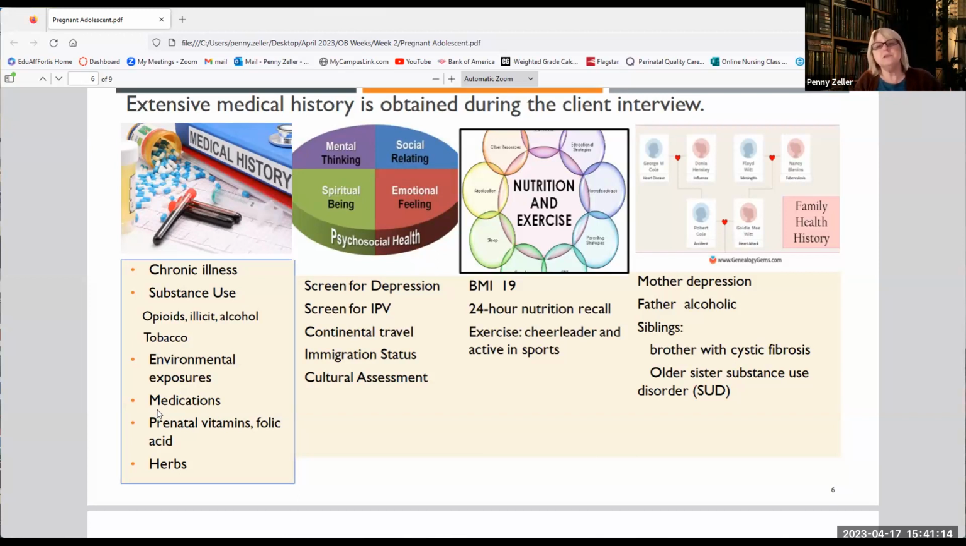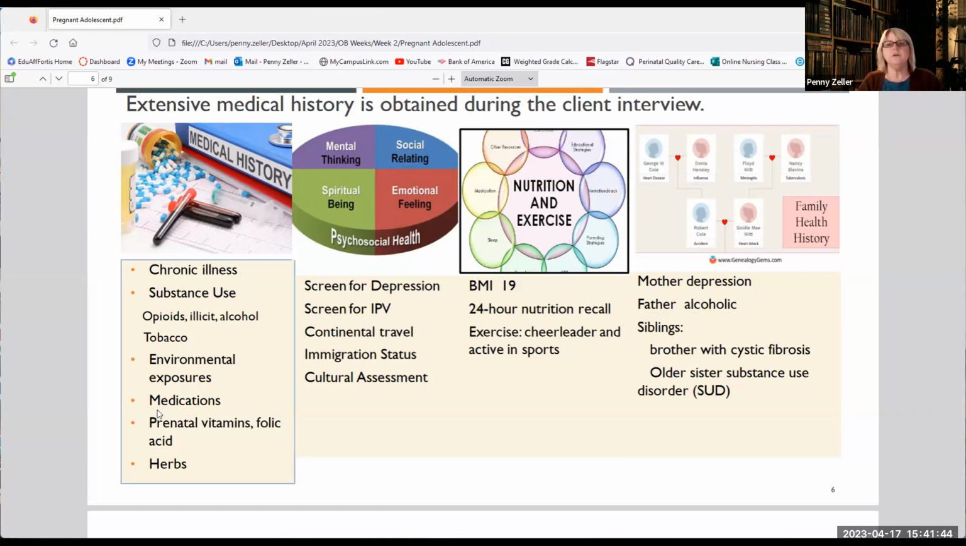Depression can be passed on. I don't know of a specific gene, but it might be just lifestyle. But if I know her mother has gone through depression, I would certainly want to keep an eye on her. Her father is an alcoholic, and she has a brother with cystic fibrosis. Okay, that's the link there. And then she has an older sister with substance use disorder.